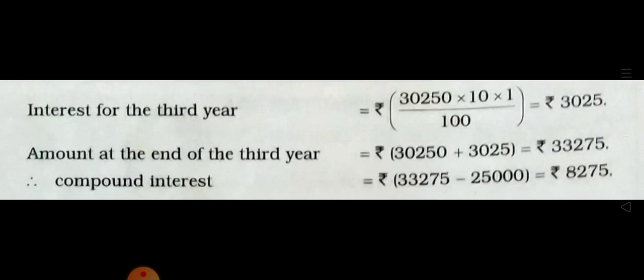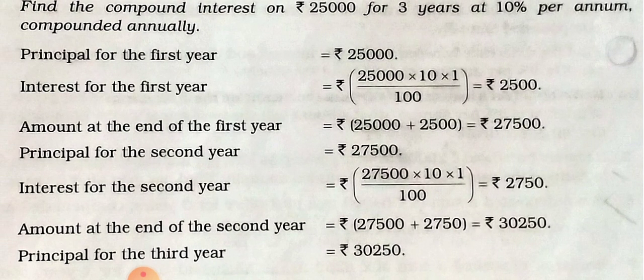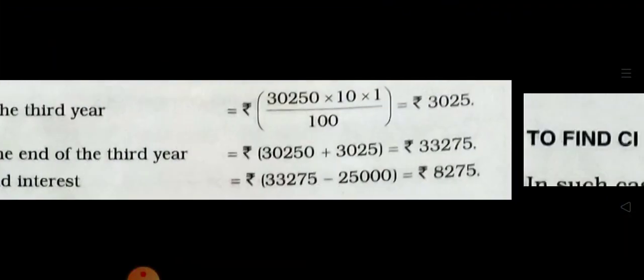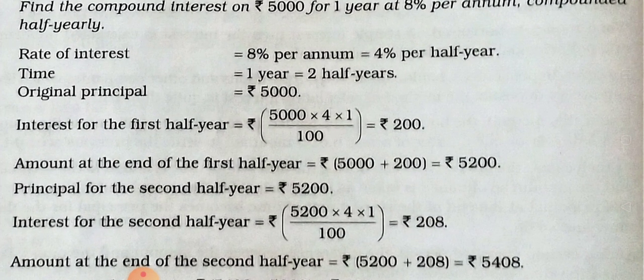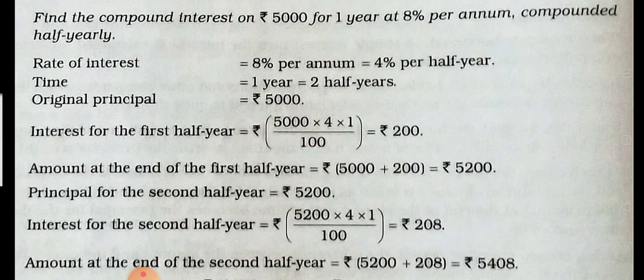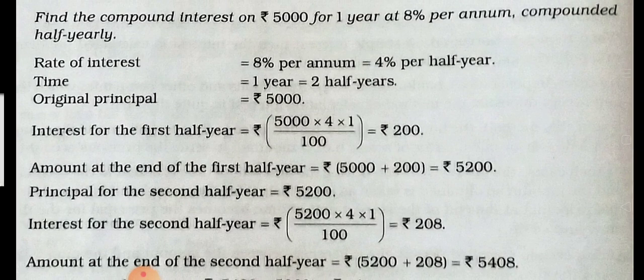Now let's see some more questions. Before that, we have a next topic, that is when the compound interest is compounded half yearly. In the previous question, the interest was compounded annually, but in this the interest is compounded half yearly. So how will we solve the question? Let's see one question here: find the compound interest on 5,000 for 1 year at 8% per annum compounded half yearly.